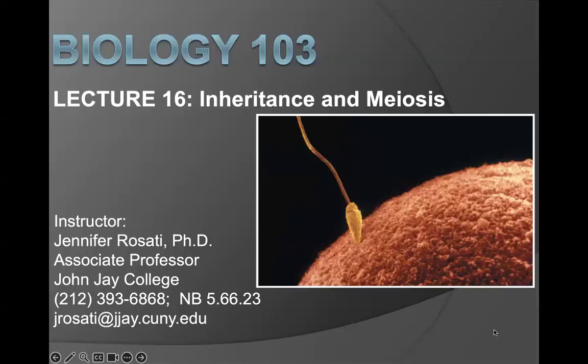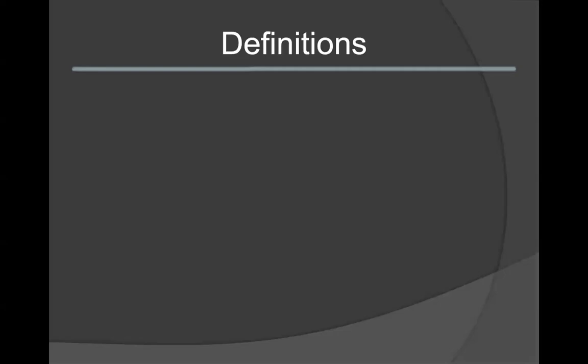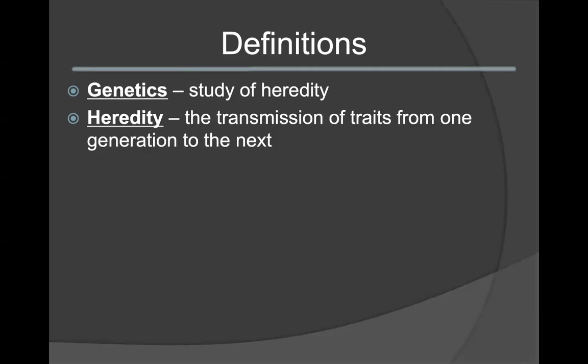Welcome to Lecture 16, where we will take a look at meiosis, or cell division in gamete cells. There are a few base definitions that will be important through this chapter. First is genetics, which refers to the study of heredity, or how genes are inherited from parent to offspring. Heredity refers to the passing on or transmission of traits from one generation to the next.